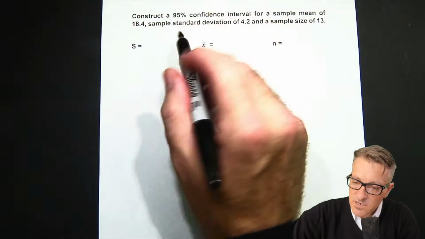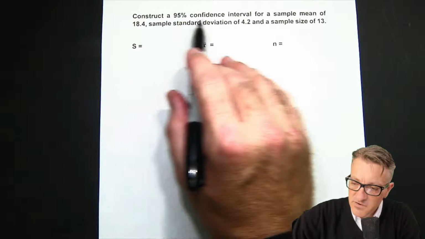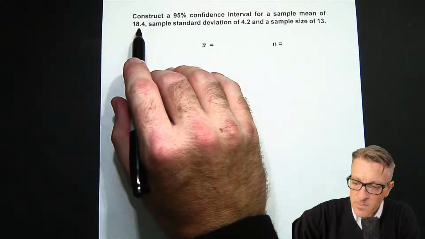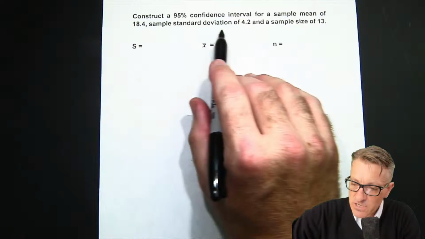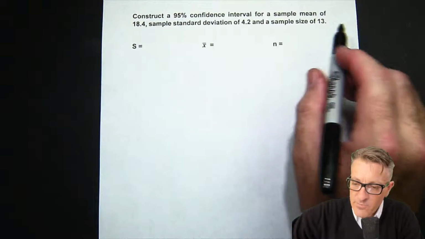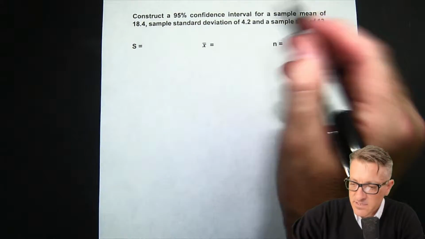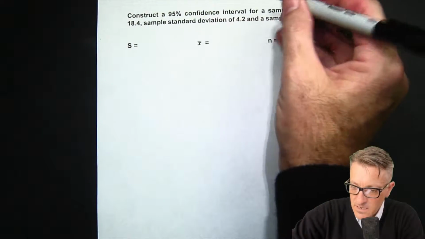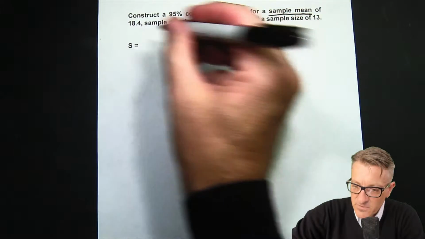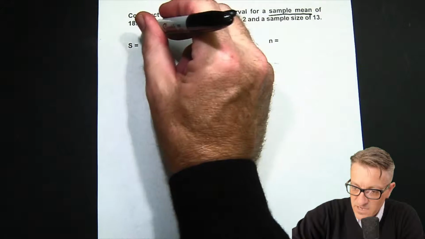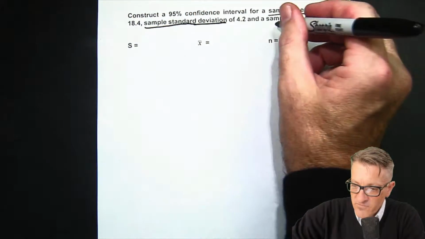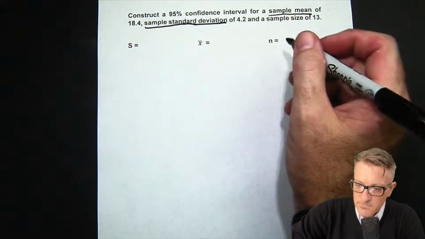Okay, so here's the sample problem. It says, construct a 95% confidence interval for a sample mean of 18.4, sample standard deviation of 4.2, and a sample size of 13. I pointed out, in the way I made this, I reiterated the sample mean, that it's a mean of a sample. The standard deviation is a standard deviation that comes from a sample, and of course the sample size is always the same.